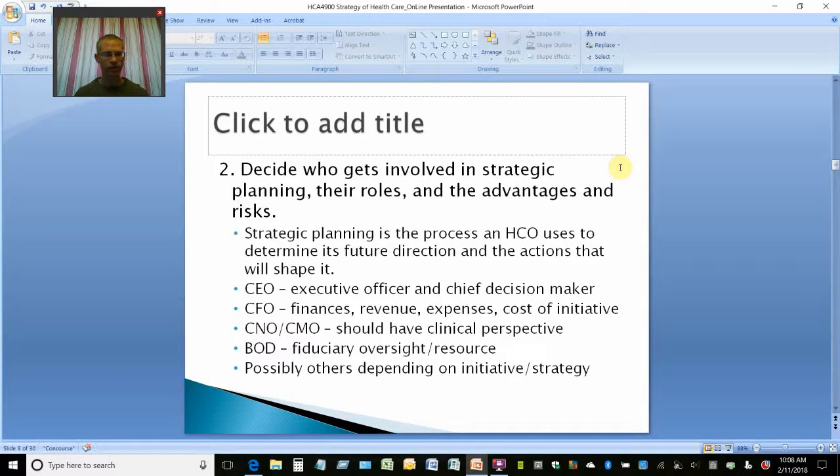The chief nursing officer and the chief medical officer have the clinical perspective to be able to offer this as a clinical service delivery with a health system. So obviously their impact is integral, and the board of directors, again, with the fiduciary oversight and acting as a resource. Possibly others depending on the initiative and the strategy. If we're rolling out a new initiative, obviously you may want to include the chief marketing officer for how to deliver that material. But there's always risks. The more people involved, the more ideas, perspectives, and it very well could wind up being paralysis through analysis.